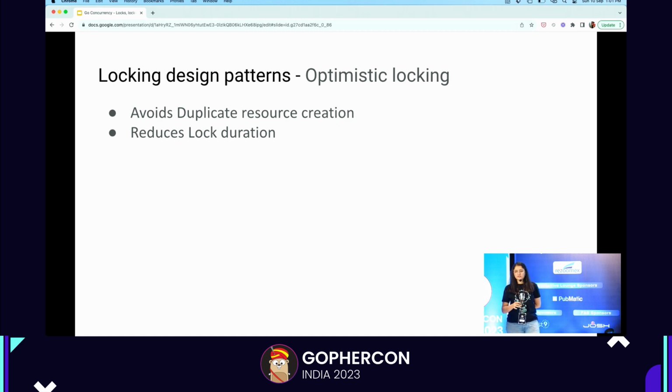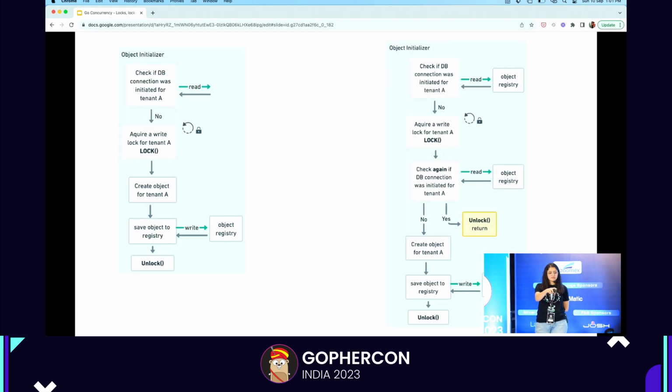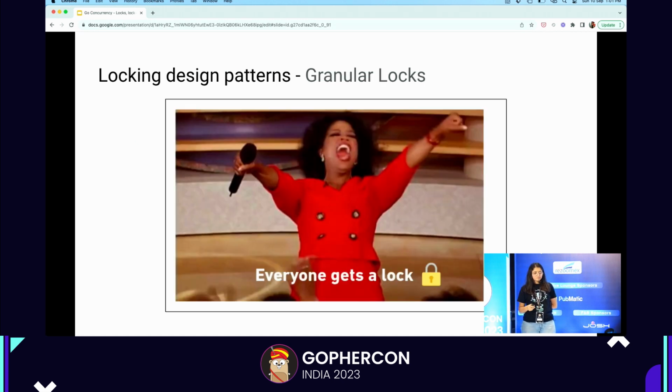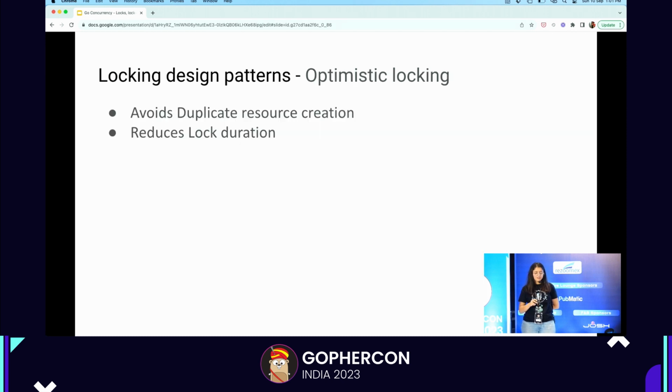And it reduces the duration for which the lock is held. You acquire the lock, but then you leave early. Because in a lot of places, this cycle of creation of a resource can also be time consuming. So this way, we also reduce the duration spent in the critical section.